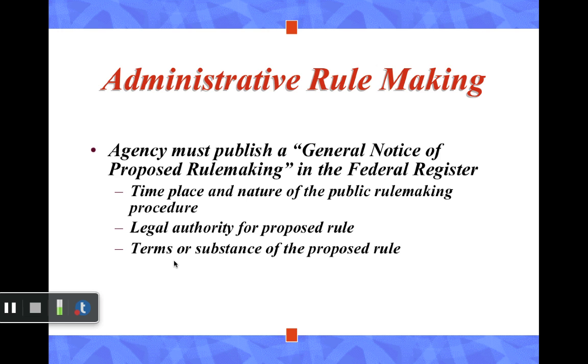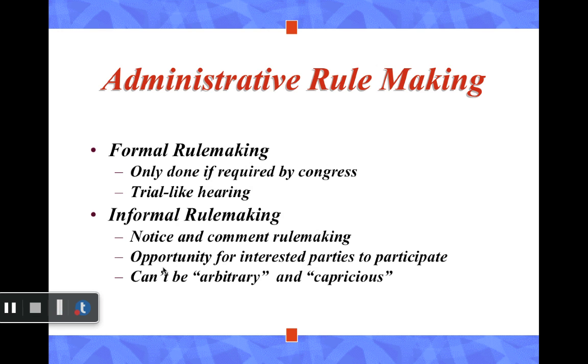Now, how this works is the agency must first publish a general notice of proposed rulemaking in the Federal Register. This will list some information such as the time, place, nature of the rulemaking procedure, what legal authority they have for the proposed rule, and basically what's in the proposed rule. And this is step number one.